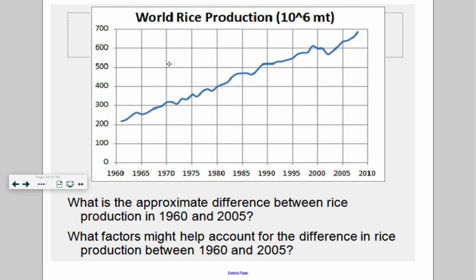All right, let's take a look at this graph of world rice populations. A little outdated, as you can see, but what is the approximate difference between rice production in 1960, so we'll just say roughly here, and 2005, right here. So this is like 625, and this is, we'll just say 200. So you do the math, 425 metric ton difference. I think that's the unit. What factors do you think might account for the difference in rice production? Okay, increased yields, better methods, but the big one probably has a lot to do with genetics.